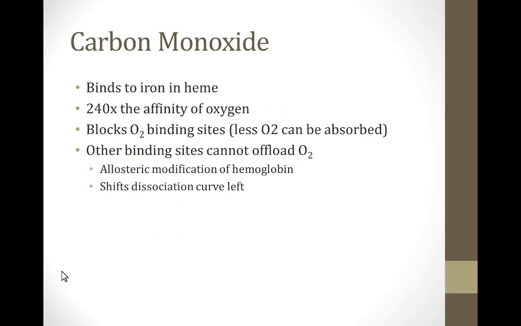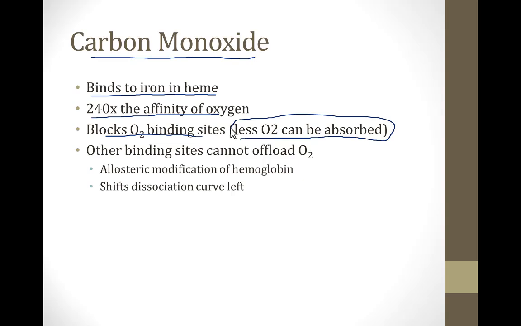Now let me talk about some molecules that interfere with hemoglobin's ability to bind and release oxygen. And the first one is carbon monoxide. Carbon monoxide binds to the iron in heme just like oxygen, but it does so at 240 times the affinity of oxygen. It's much more likely to bind those heme molecules than oxygen is. And when it binds, it's going to block O2 binding sites so that hemoglobin cannot absorb as much O2 as normal. In addition, it's an allosteric modifier of hemoglobin, so it's going to make the other binding sites less able to offload oxygen. This is going to shift the dissociation curve to the left.